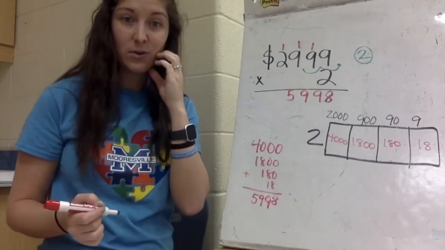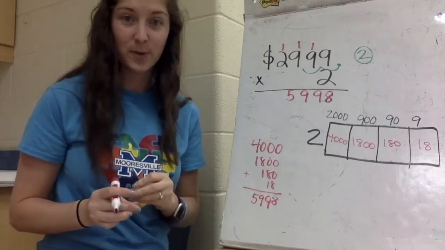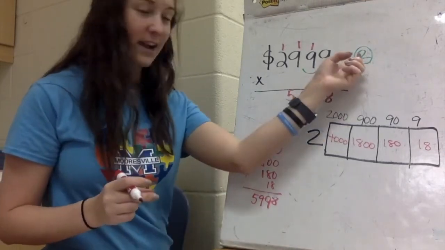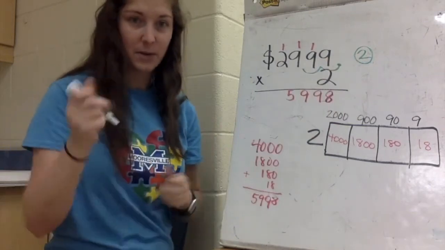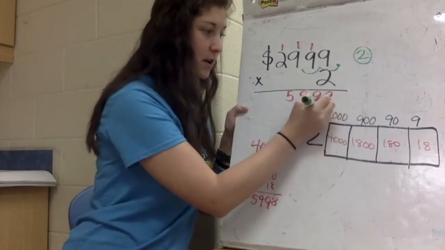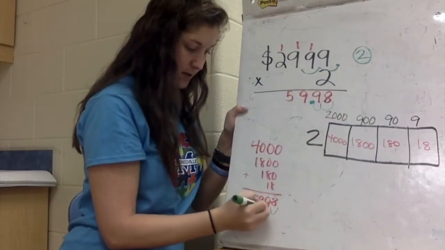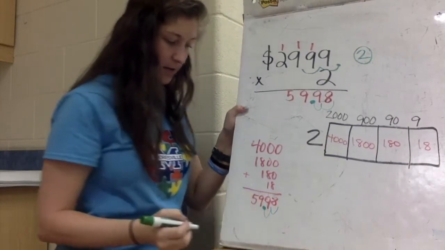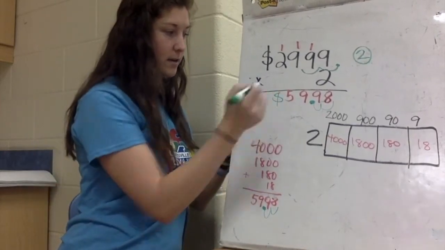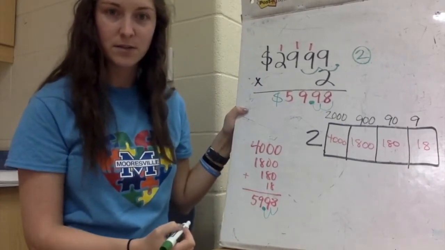Now, I know that I did not pay $5,998 for a pair of jeans. I cannot forget that I have to add that decimal back in. So with my green, I need to add it back in 2 times to both my answers. Once, twice. Once, twice. So I paid $59.98 for both pairs of jeans.